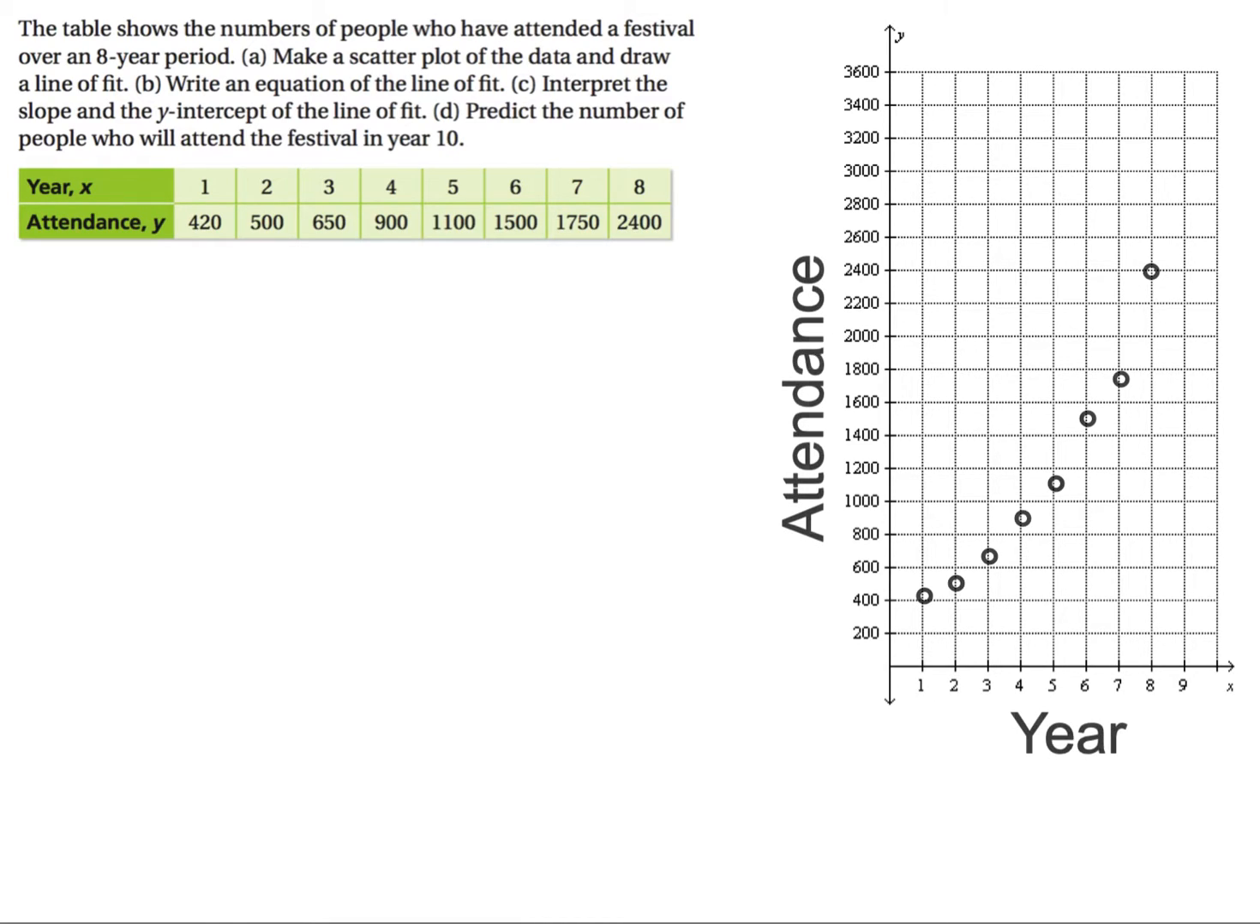Okay. So first, just to save time, I've plotted these points previously. Notice that I have labeled the x-axis with year and the y-axis with attendance, which I got right out of the table. Not really too complicated there. And then I took every one of these ordered pairs, 1, 420, and plotted it. 2, 500 and plotted it. So those are all plotted. That's it for part A.